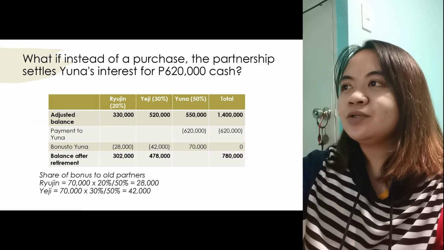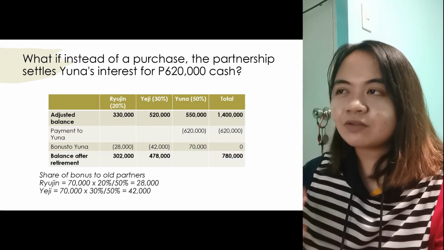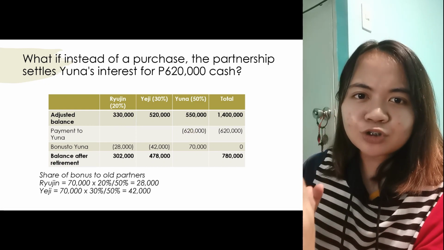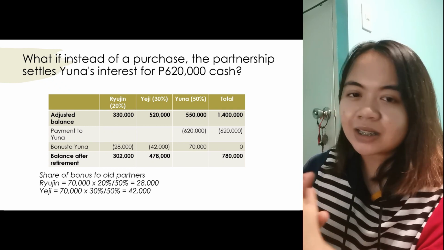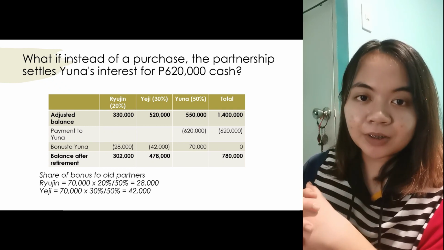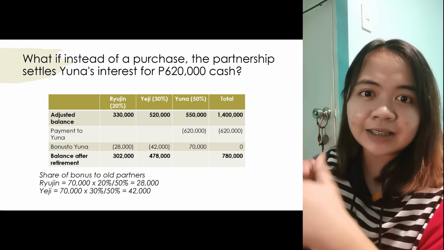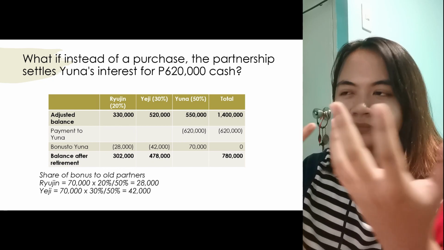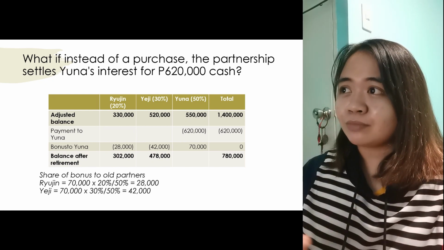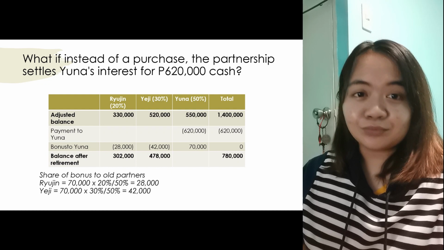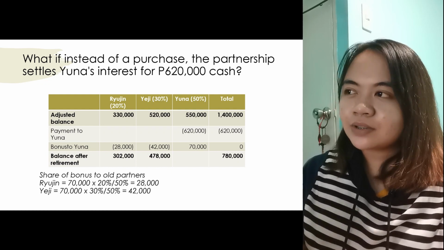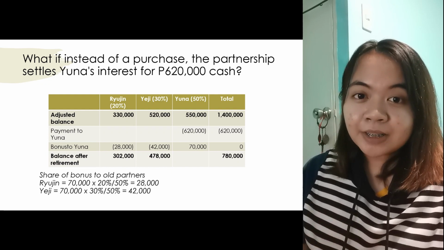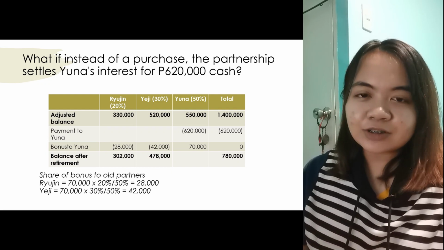Okay, so yun. Yung sunod, what if, instead of a purchase, the partnership settles Yuna's interest for 620 cash? Ngayon, si partnership nang involved. Siya na yung nag-settle. Okay, hindi within the partners. Settlement na talaga. Ibig sabihin, tatanggalin na mismo, walang bumili. Tinanggal na mismo yung interest ni Yuna. Okay, so, let's look at the adjusted balances na 330, 520, 550 na nandiyan na yung 900,000 interest.